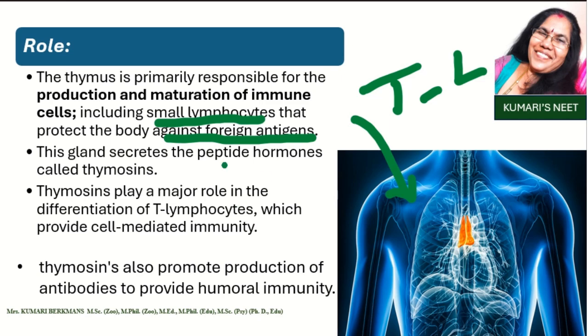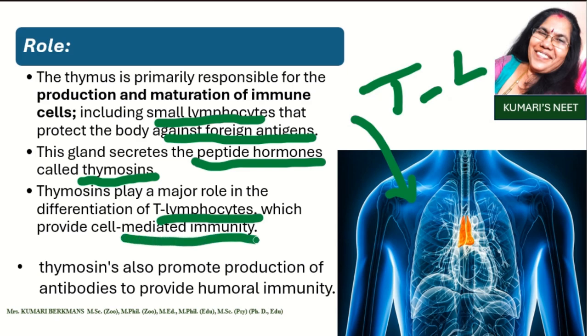And what does this gland secrete? This gland secretes a peptide hormone, in the sense a protein hormone. Okay, so that hormone is called thymosins. And what is the function of the thymosin? It produces the T lymphocytes which provide cell mediated immunity. This cell provides immunity, that is, it fights against the foreign antigen.